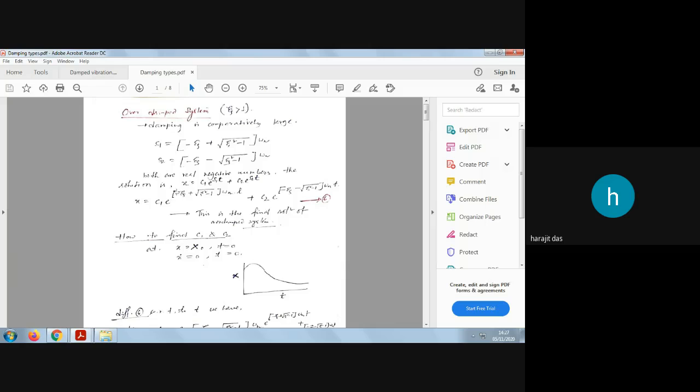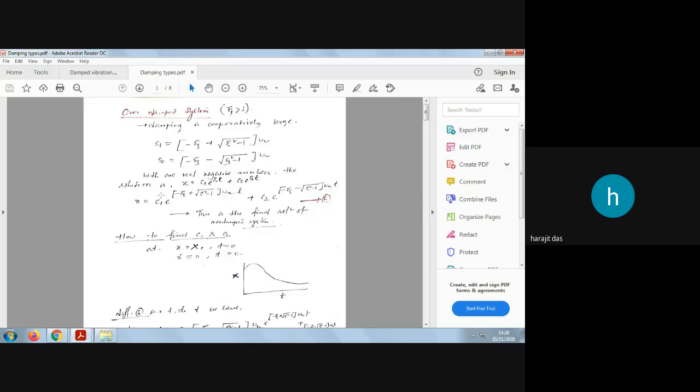So c1 e to the power s1t, where s1 is the complete value I have written, with omega n, so t will also be introduced, plus c2 e to the power s2t. Instead of s2, we will be writing the whole expression, minus zeta minus square root of zeta square minus 1, omega n, bracket close, t. We have given it number 6. So this is the solution of this overdamped system, because zeta is greater than 1.